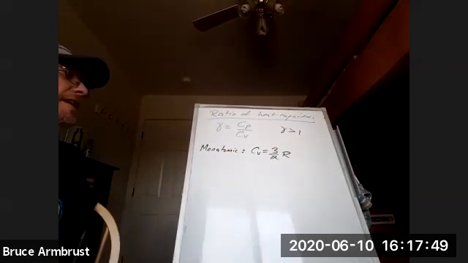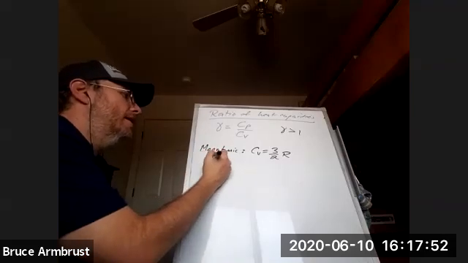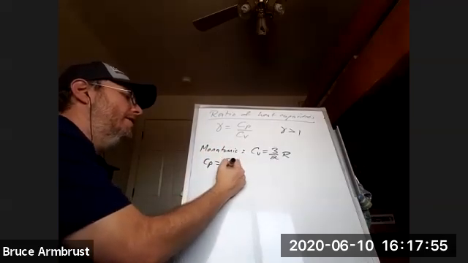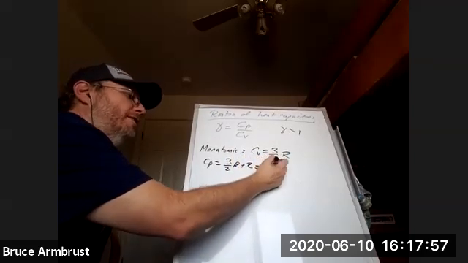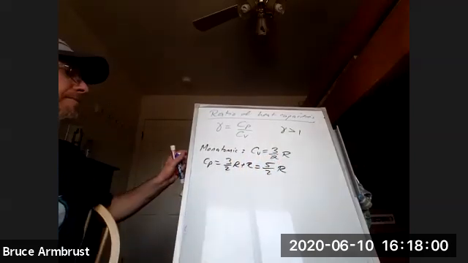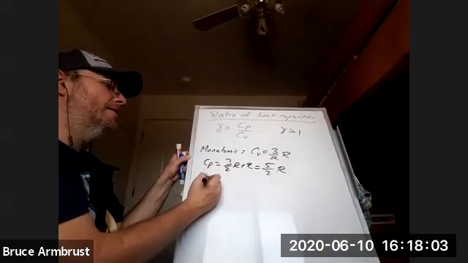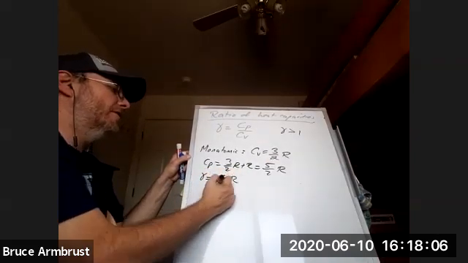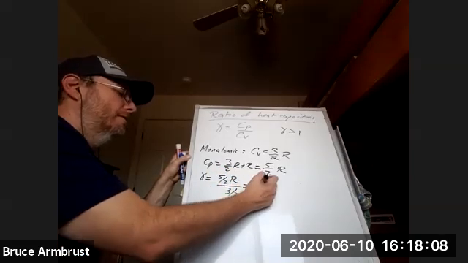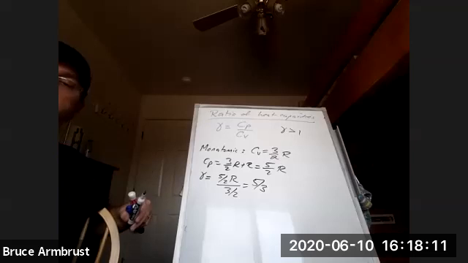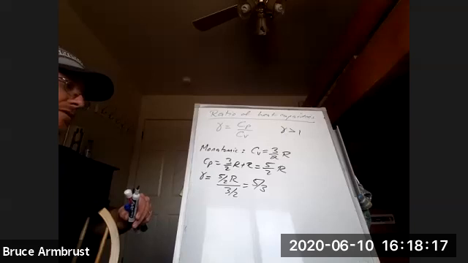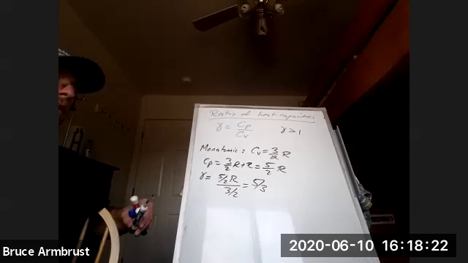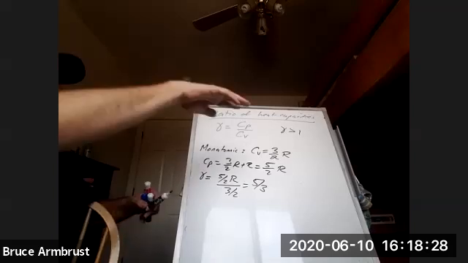So check this out. If CV is 3/2 R, then CP is 3/2 R plus R, which is 5/2 R, which then means gamma is 5/2 R over 3/2 R, which is 5/3. So for a monatomic gas, in general, gamma is 5/3. This is pretty well matched experimentally, but that's what we see for monatomic.